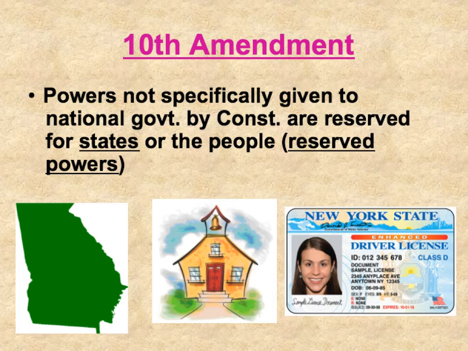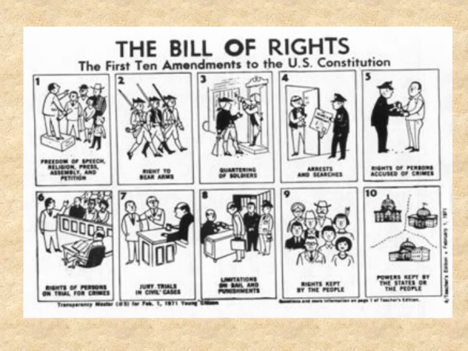And then the last one is the 10th Amendment. Powers not specifically given to the national government by the Constitution are reserved to the states, sometimes called the states' rights or reserved powers. So those things that deal with like a driver's license, education, and so forth, boundaries, the idea of the state, they fall within the state. There's requirements and freedoms that are guaranteed by the states.